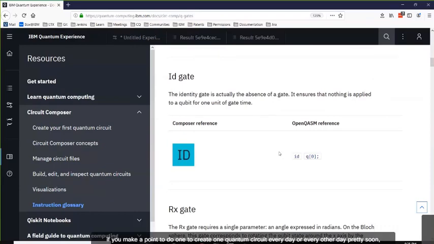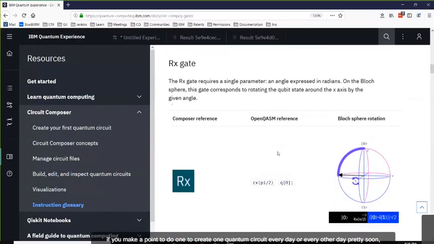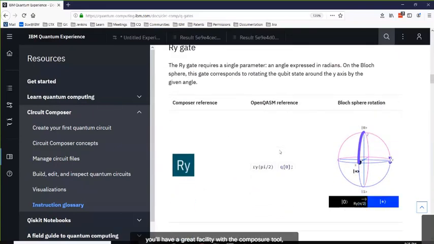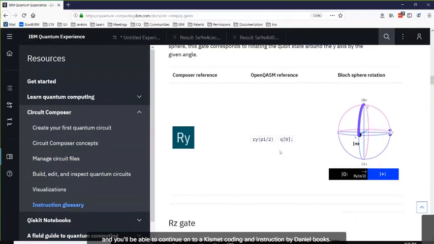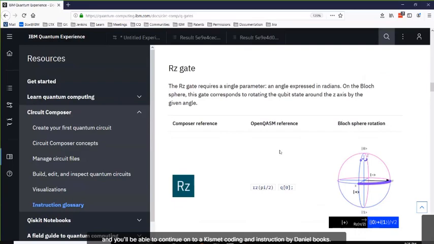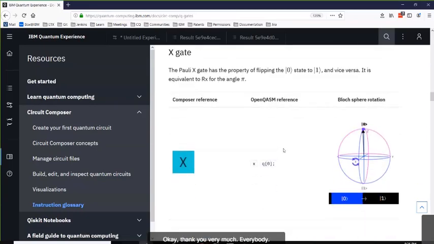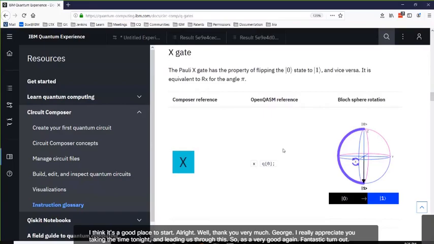If you make it a point to create one quantum circuit every day or every other day, pretty soon you'll have a great facility with the composer tool, and you'll be able to continue on to Qiskit coding via the Python notebooks. Okay, thank you very much, everybody. I think this is a good place to stop.